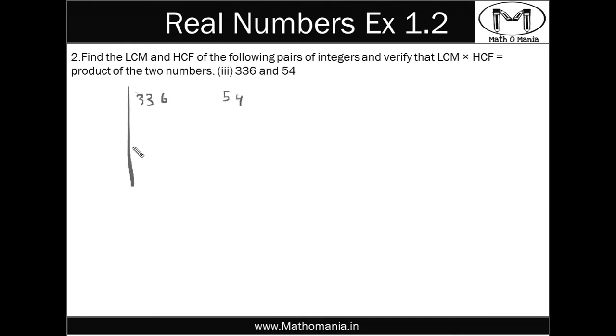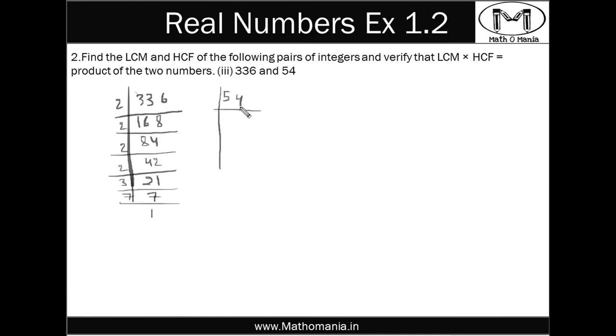Now first of all, 336 on division by 2 we'll get 168. Further on dividing by 2 we'll get 84. Then on division by 2 we'll get 42. Further dividing by 2 we'll get 21. Now on dividing by 3 we'll get 7. On dividing by 7 we'll get 1.